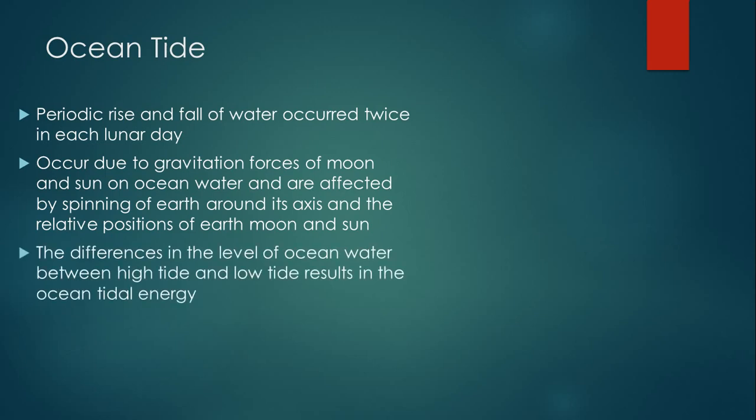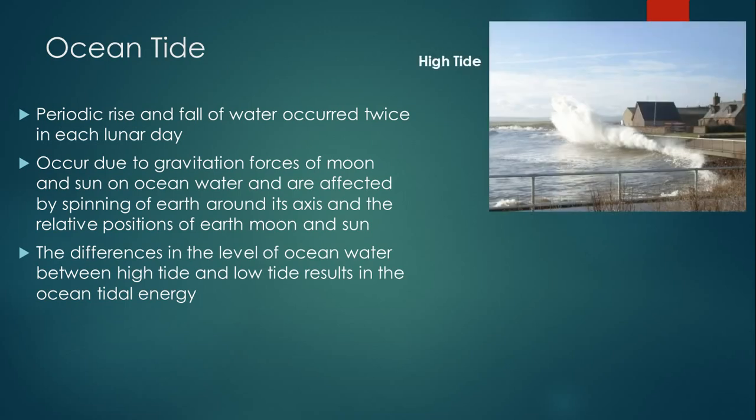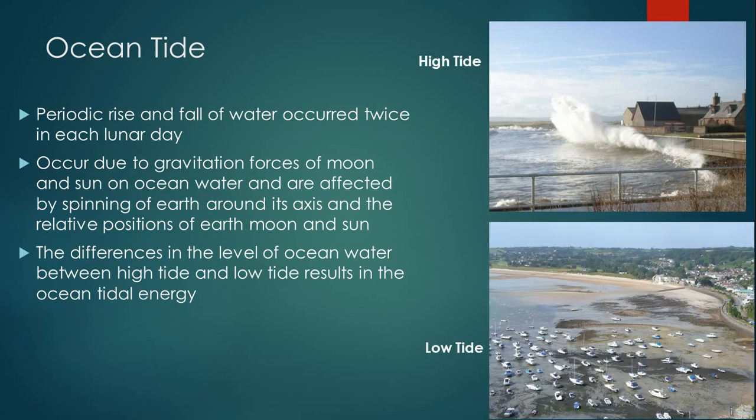The differences in the level of ocean water between high tide and low tide result in ocean tidal energy. This is the picture showing high tide and the picture showing low tide.